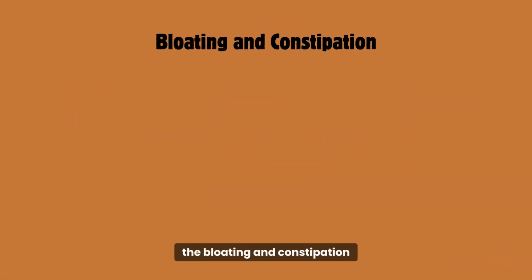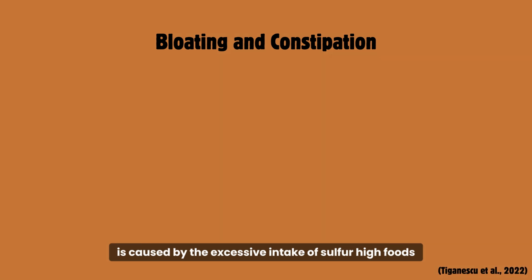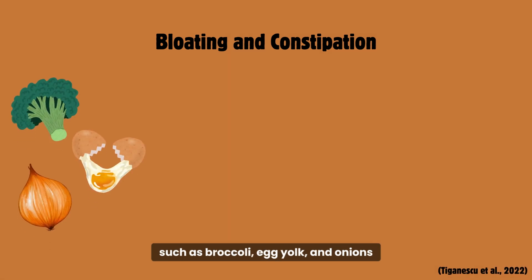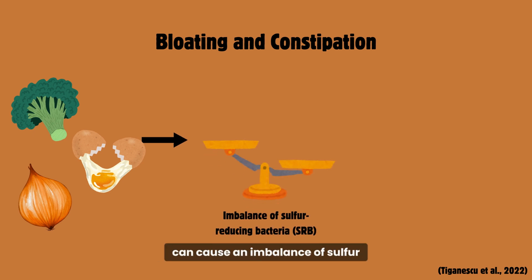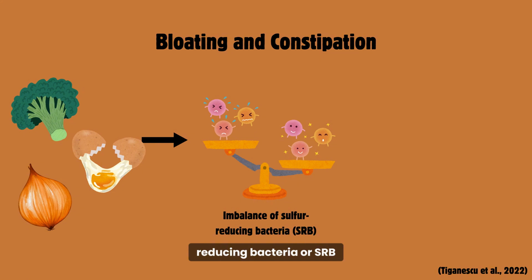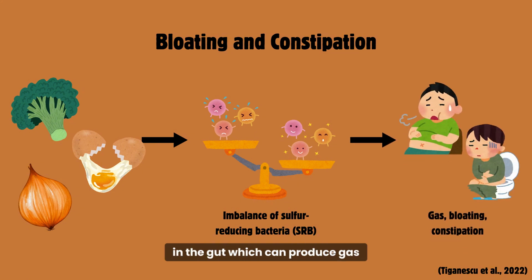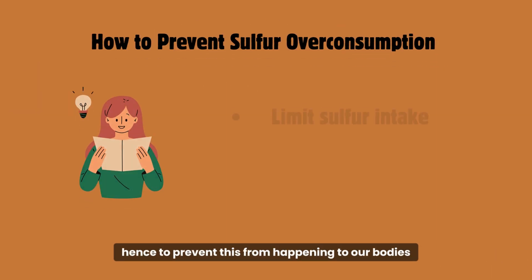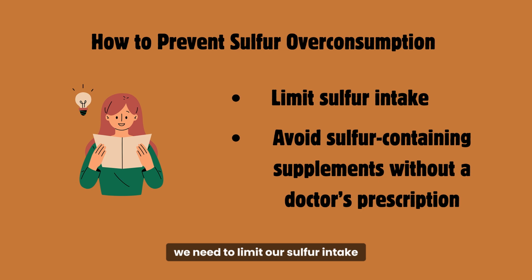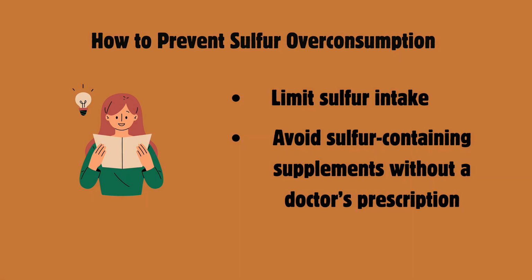The bloating and constipation is caused by the excessive intake of sulfur-high foods, such as broccoli, egg yolk, and onions. The overconsumption of these foods can cause an imbalance of sulfur-reducing bacteria, or SRB, in the gut, which can produce gas and cause bloating and constipation. Hence, to prevent this from happening to our bodies, we need to limit our sulfur intake. There is no specific recommended dietary intake level for sulfur, as we generally consume enough from our diet. However, it is best to avoid consuming sulfur-containing supplements without a doctor's prescription.